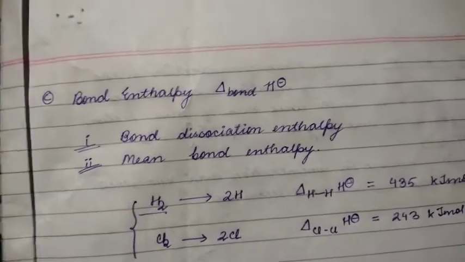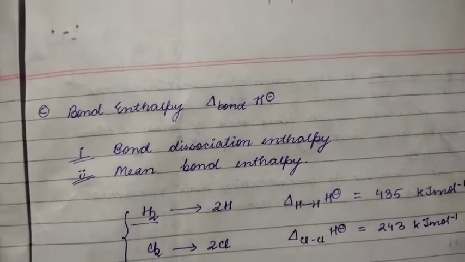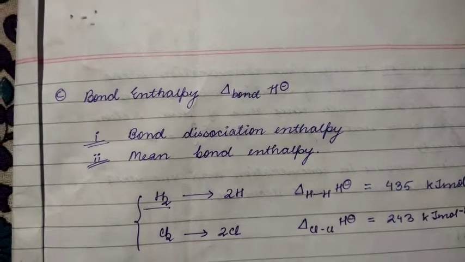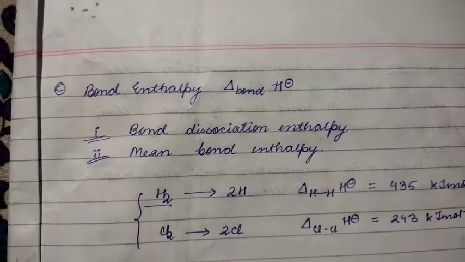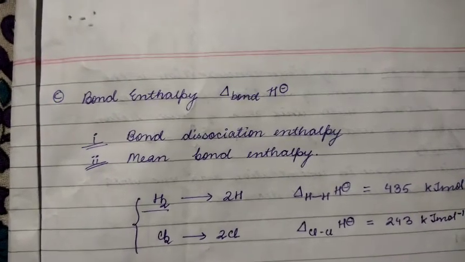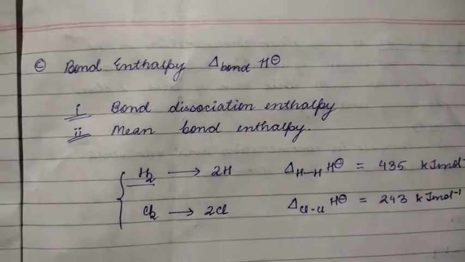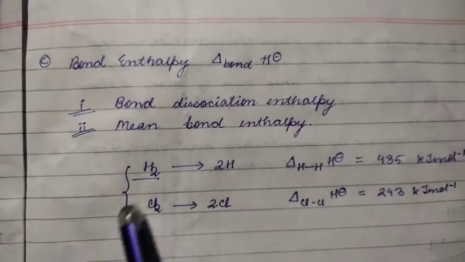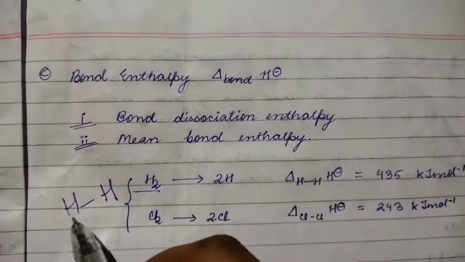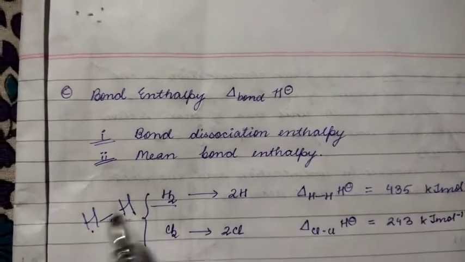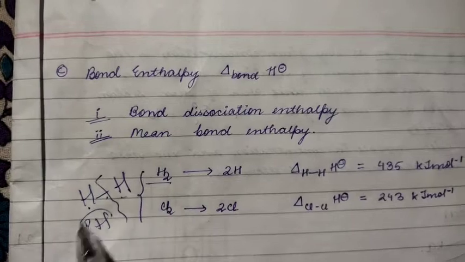Another one is the third one, that is your bond enthalpy, delta bond H naught. Bond enthalpies, you will get 2 types. One is your bond dissociation enthalpy. Dissociation means breaking down, dividing. So bond dissociation enthalpy and mean bond enthalpy. Bond dissociation enthalpy, you see, H2 means H single bond H. So this is broken. What will it form? You will get 2 hydrogen atoms, right?